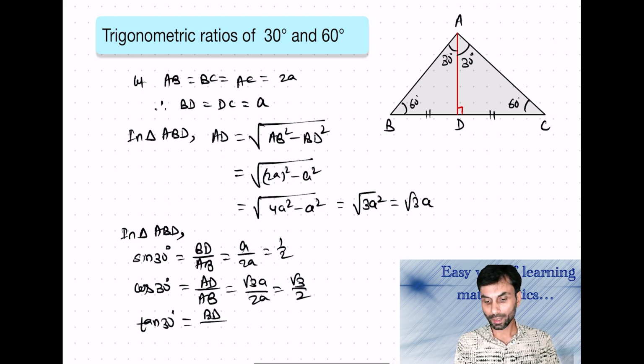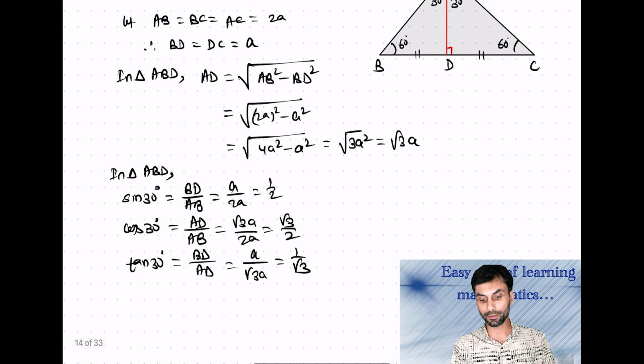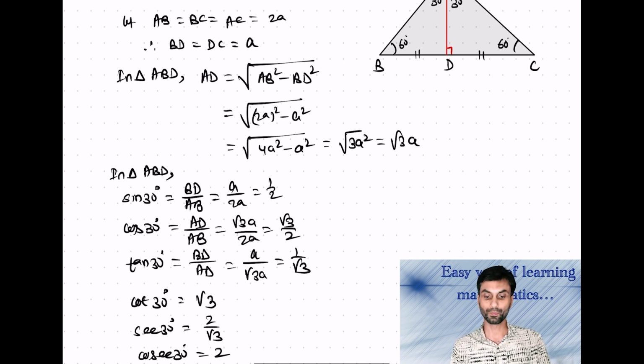Tan 30 degree, it will be equals to opposite upon adjacent, and that will be equals to A upon root 3A. That will be equals to 1 upon root 3. If you find the value of cot 30, then that will come as root 3, and sec 30, that will be equals to 2 upon root 3. Cosec 30 degree, that will be equals to 2.